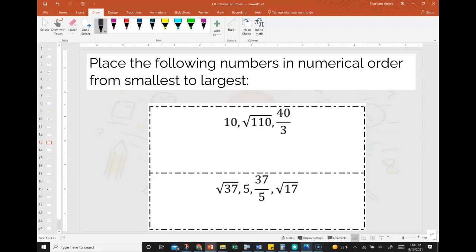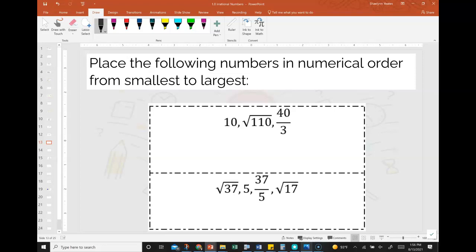Alright, so let's take a look at this. Now that we've figured out how to tell if one number is bigger than another, let's put these numbers in order. So we have a nice pretty counting number, a square root that's irrational, and a fraction. I feel pretty solid about figuring this out.